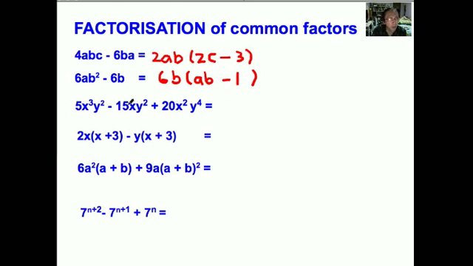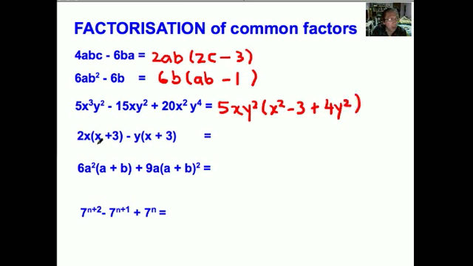In the next example, we have square terms. We first look at the number. 5 is a common factor. We look for the lowest power of x, and that is the common factor, and the lowest power of y, which is y squared. And the terms we have in brackets are x squared minus 3 plus 4y squared.